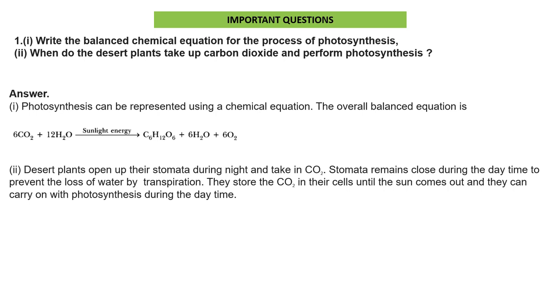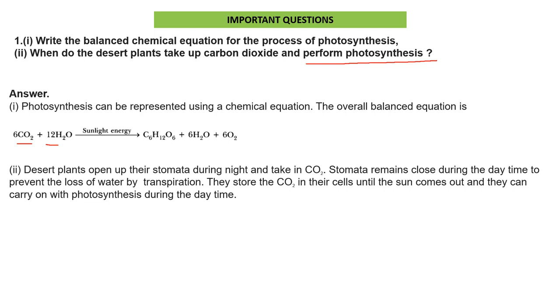When does the desert plant take up carbon dioxide and perform photosynthesis? Here you have to write the photosynthesis balanced chemical equation. We know that photosynthesis is a process which takes place in the presence of carbon dioxide and water. Of course, sunlight is there, and chlorophyll, the very important green pigment. Without that, this is not possible.